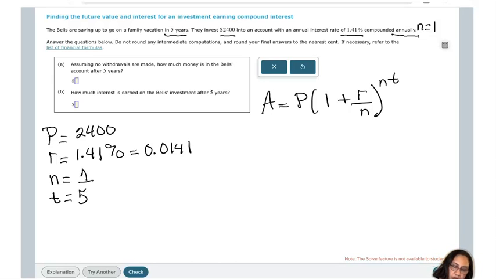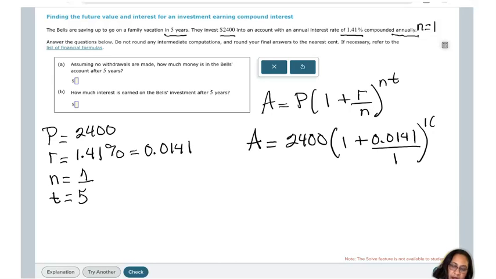So A is equal to 2,400 multiplied by 1 plus 0.0141 divided by 1, raised to the 1 multiplied by 5. And your result is 2,574 and 4 cents. And this is answering part A.